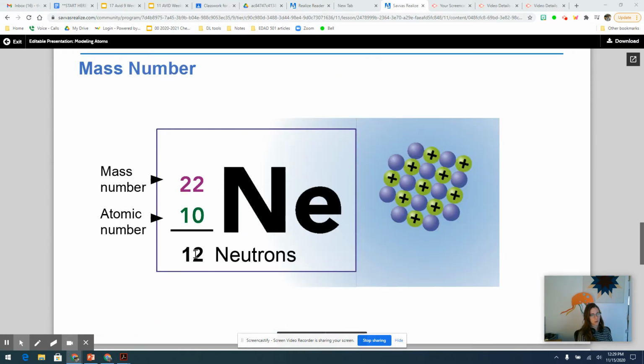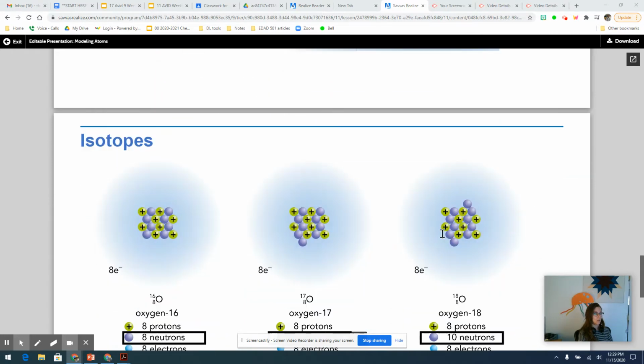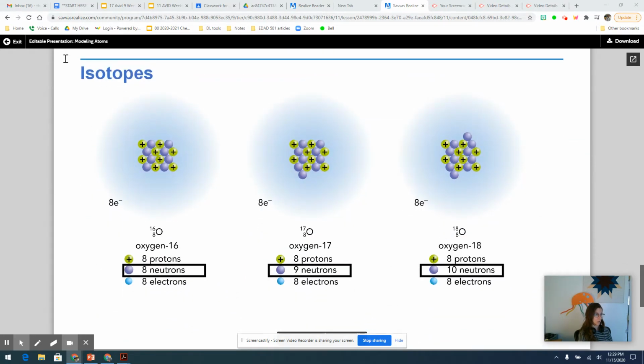But looking at neutrons, the number of neutrons can actually change. So that is what we call an isotope. So an isotope is an atom that has a different number of neutrons. So here are some examples of oxygen. So we have oxygen 16, oxygen 17, and oxygen 18.